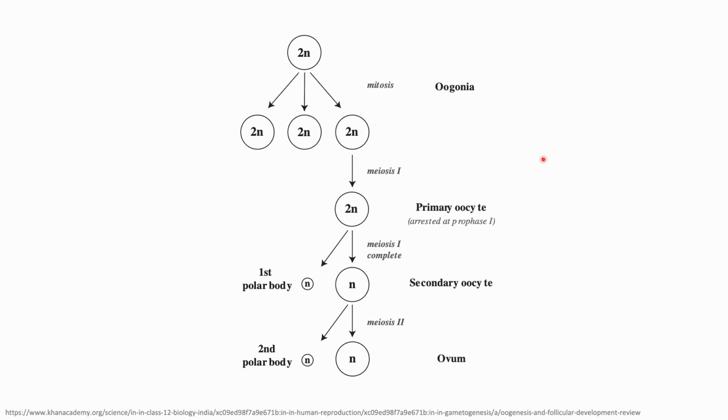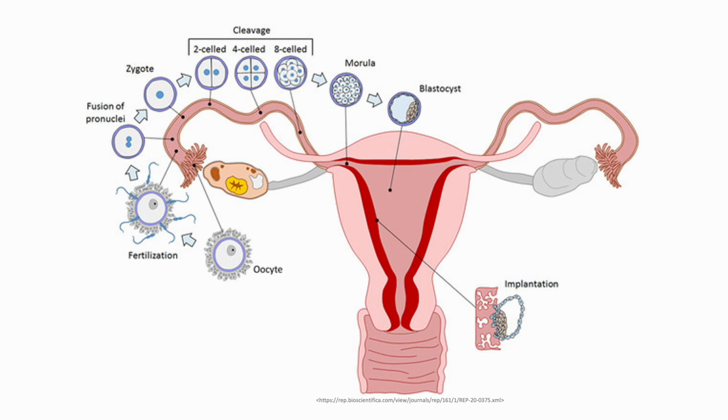Remember from our last video that when the secondary oocyte is released from the ovary, it is stuck in metaphase 2 of meiosis. With the fusion of the sperm to the oocyte, metaphase 2 of meiosis is completed, so only those eggs that are fertilized actually reach definitive gamete status.